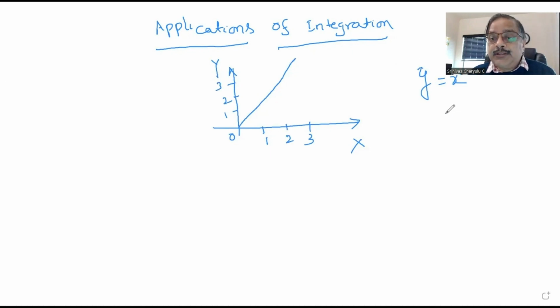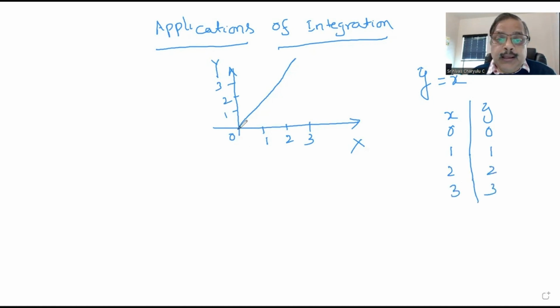If you put x is equal to 0, you will get y coordinate 0. If you put 1, it will become 1. Put 2, it is 2. If you put 3, it is 3. So 0, 0 will be here. 1, 1 is here. 2, 2 is here. 3, 3 is here. So you got all the 3 points on the straight line.